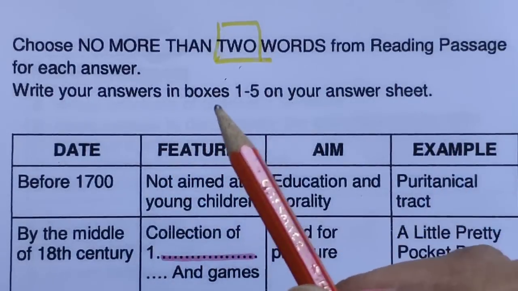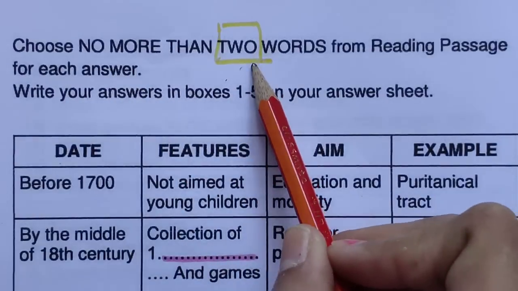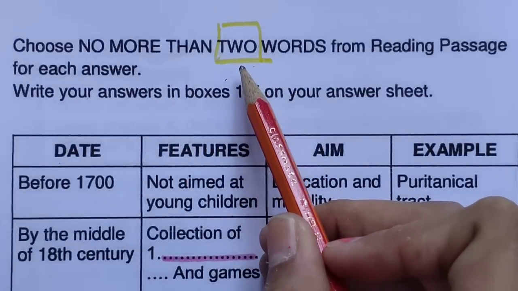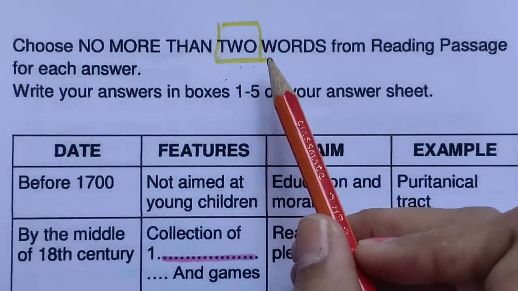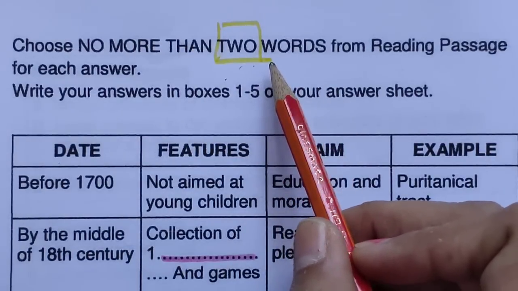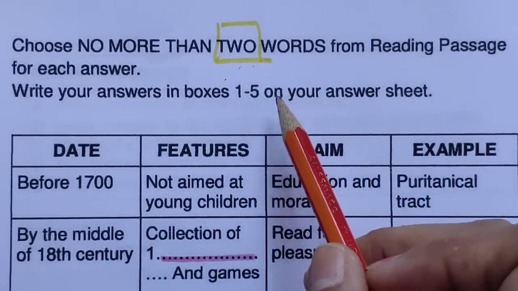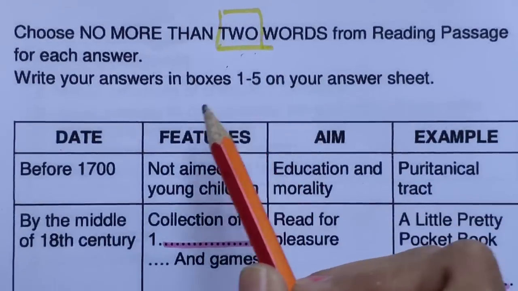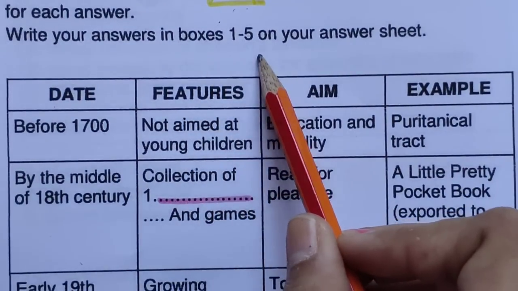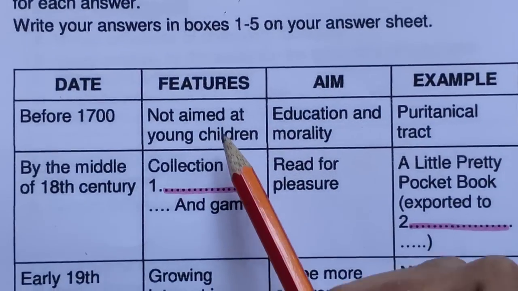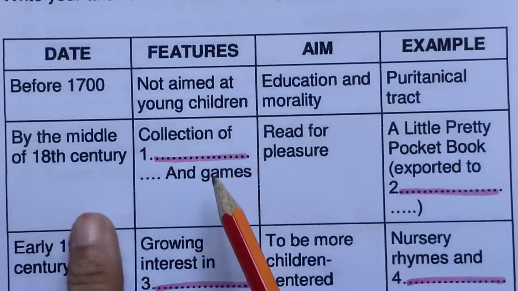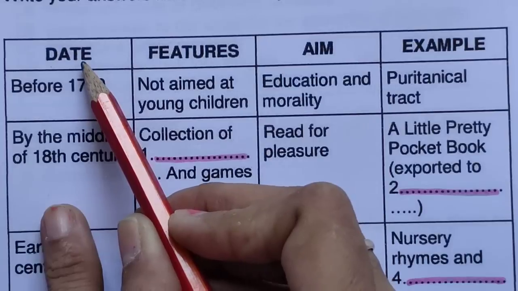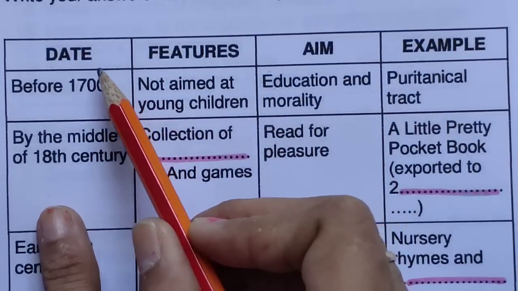So let's start this reading. Choose no more than 2 words. It's really important to read the instruction, although I know that you have already read these instructions so many times, but still sometimes there may be some changes. So no more than 2 words. We have boxes 1 to 5. So this is a table, and when we are going to find the fill in the blanks, of course we will read according to these columns.